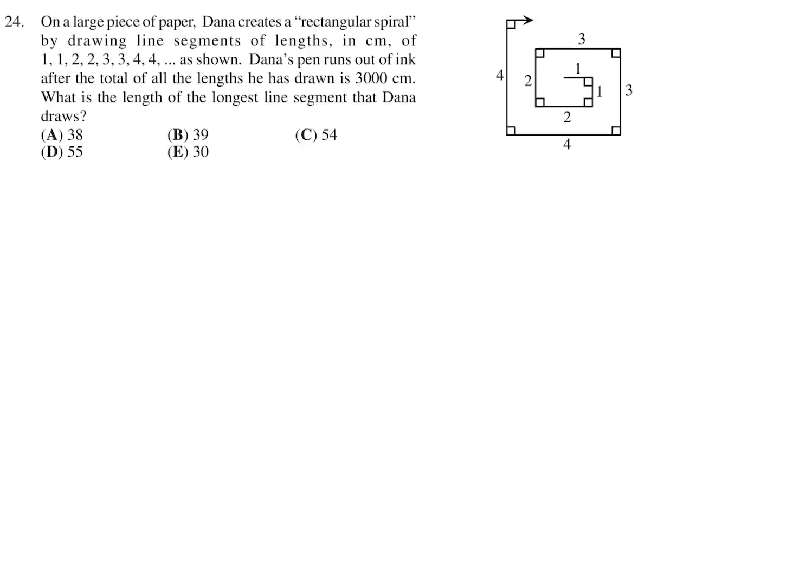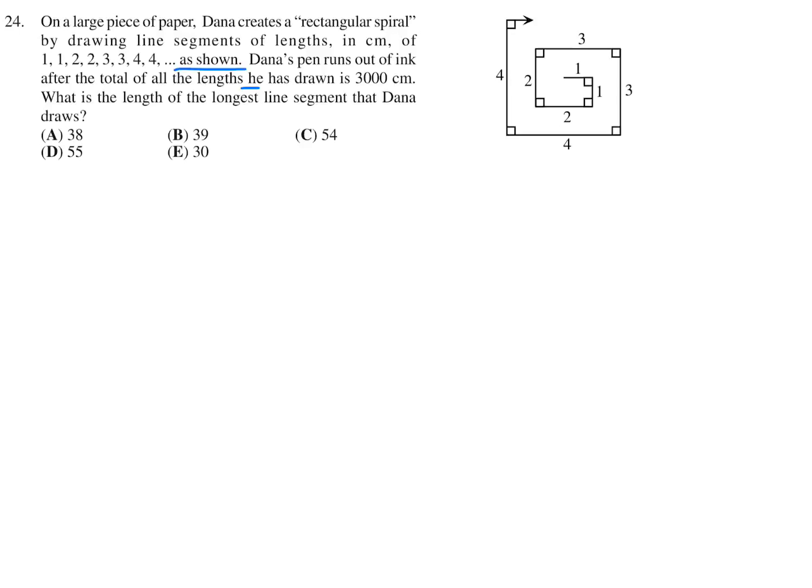On a large piece of paper, Dana creates a rectangular spiral by drawing line segments of lengths in centimeters of 1, 1, 2, 2, 3, 3, 4, 4 as shown. Dana's pen runs out of ink after the total of all the lengths he has drawn is 3,000 centimeters. What is the length of the longest line segment that Dana draws?